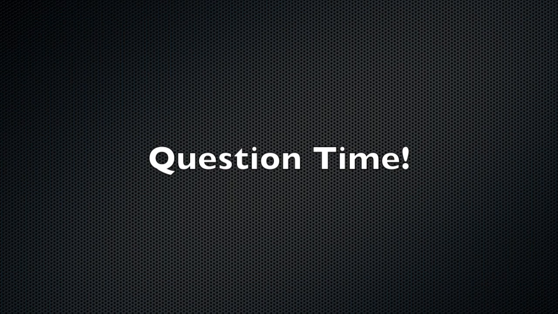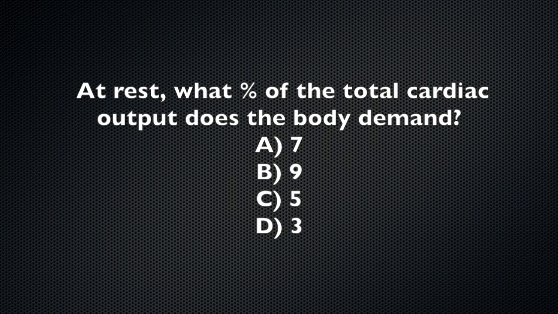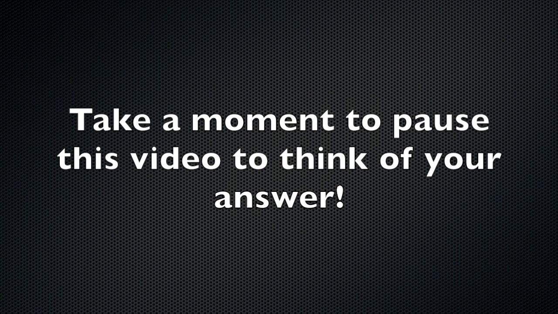Now that we have discovered what the blood supply to the heart is, let's answer a question. At rest, what percentage of the total cardiac output does the body demand? A. 7%, B. 9%, C. 5%, or D. 3%. The correct answer is D. 3%.